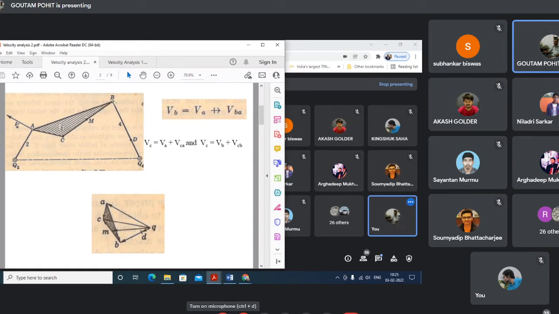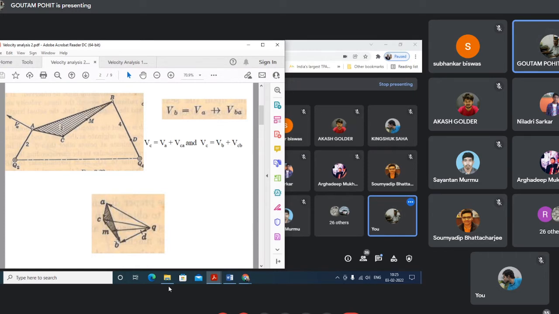Similarly, from BA, BC also we know. VCB also, the direction we know, which will be perpendicular to this line, right? Yes sir. Okay, so this line, they intersect at this point. So naturally, this gives the velocity. If I join this one, this gives the velocity of the point C, the absolute velocity of the point C. This gives the velocity of the point C with respect to A, and this gives the velocity of the point C with respect to B.